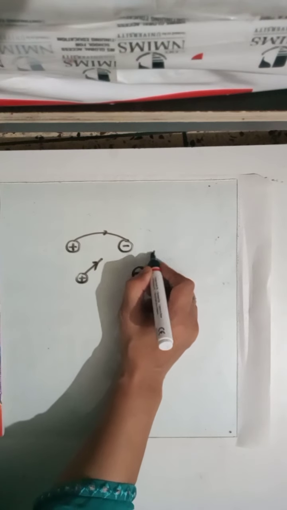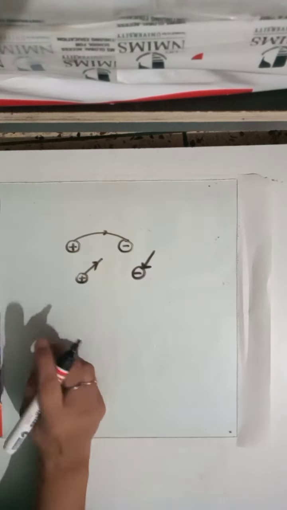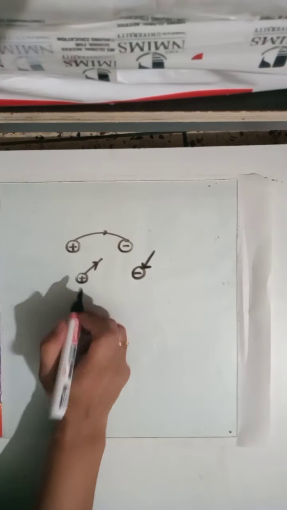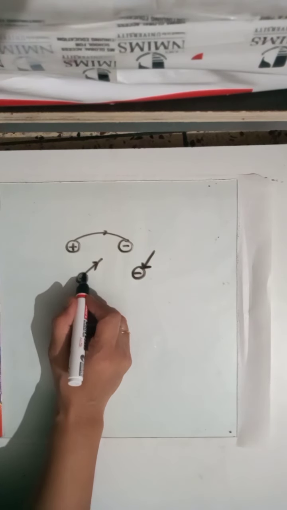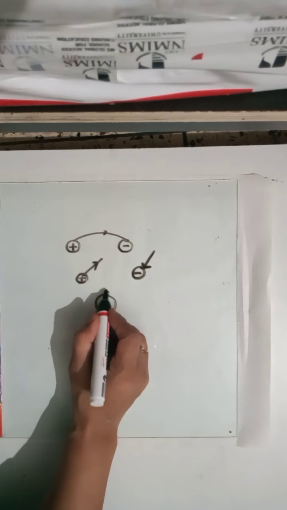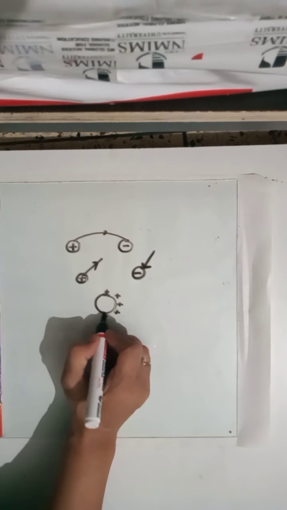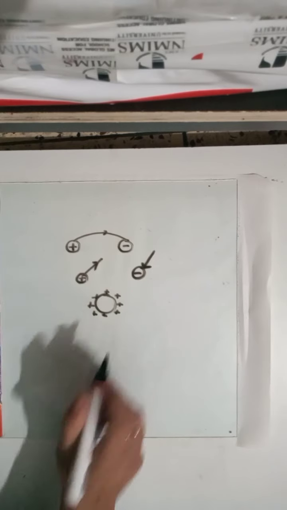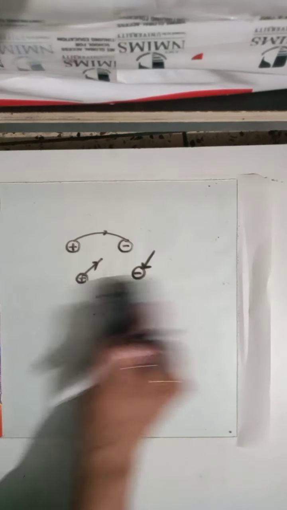Either the conductor has positive charge or negative charge, these charges reside on the surface of the conductor. Inside it the charge is always equal to 0.